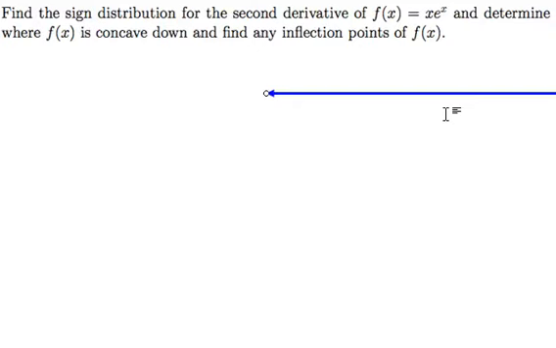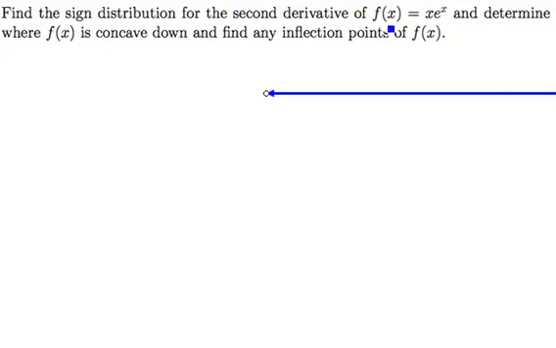In this problem, we're given a function f of x equals x e to the x, and we're asked to determine where the function is concave down and to find any inflection points. Both of these pieces of information, concavity and inflection, are described by the second derivative of the function.